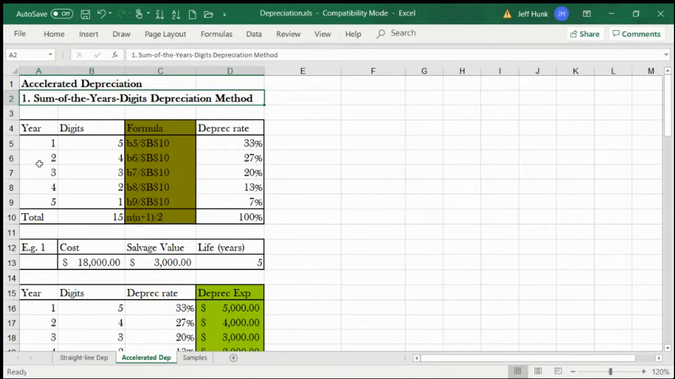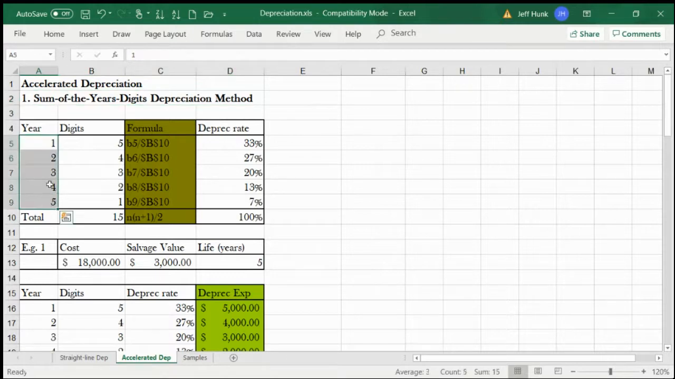Now let's take a look at this example. There are two accelerated depreciation methods. One is the sum of the year's digits method, and the other one is the declining balance method. Declining balance, right? First, the sum of the year's digits depreciation method. Let's take a look at it.